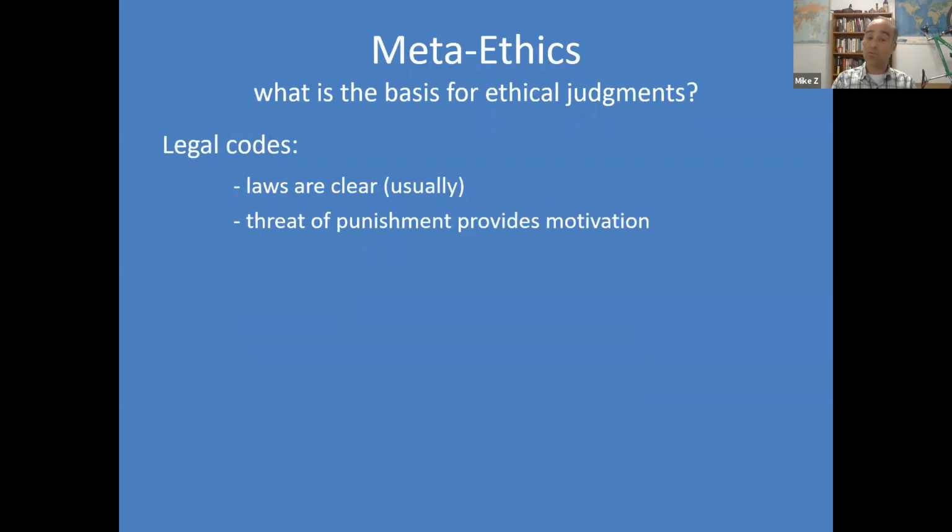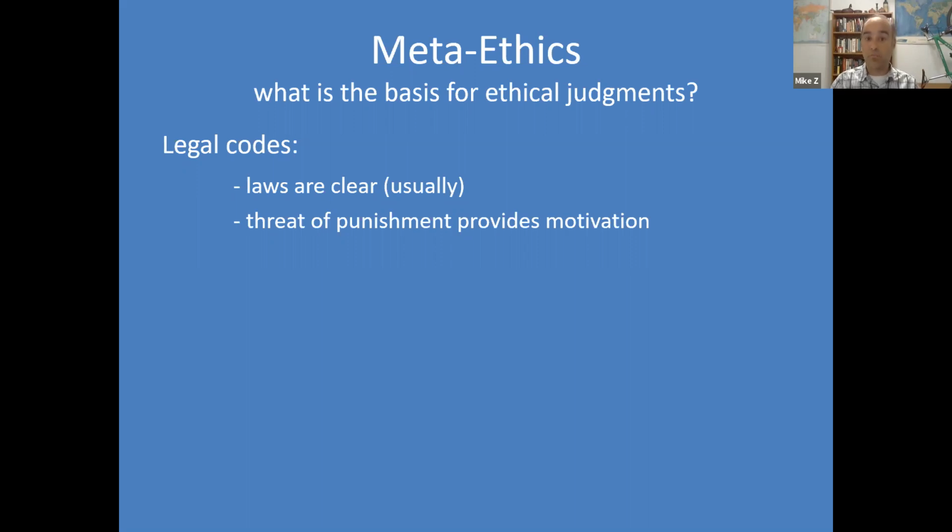How about legal codes? You frequently might hear people say that, why is something bad? Well, because it's against the law. Or why is something morally permissible? Why are we morally allowed to do something? Well, that's because it's legal. So some positive aspects of that is that the laws are usually clear, right? There's some famous ambiguity, which is what the courts and the Supreme Court in particular is about, to try to clarify what the law is actually saying. But by and large, the laws are clear. Either something is legal or it's not.